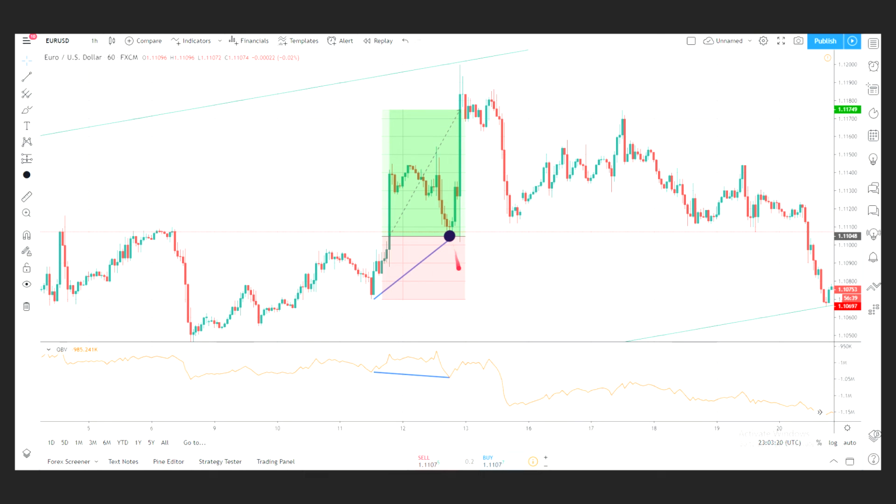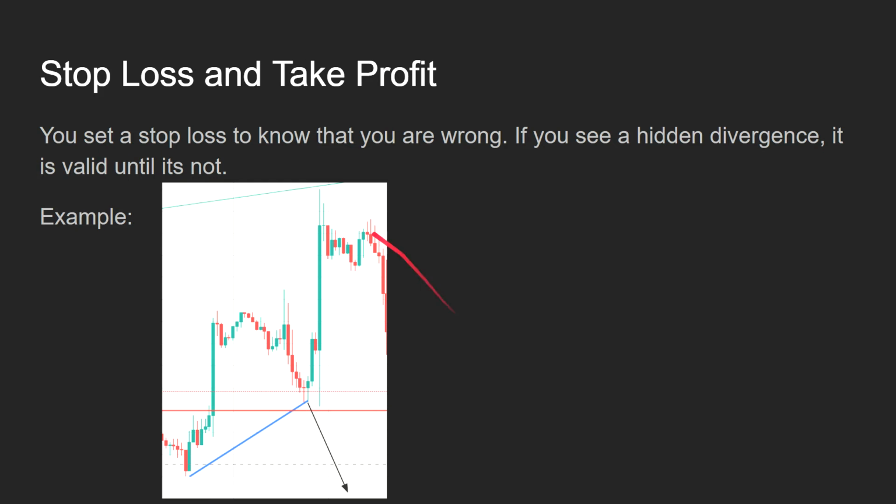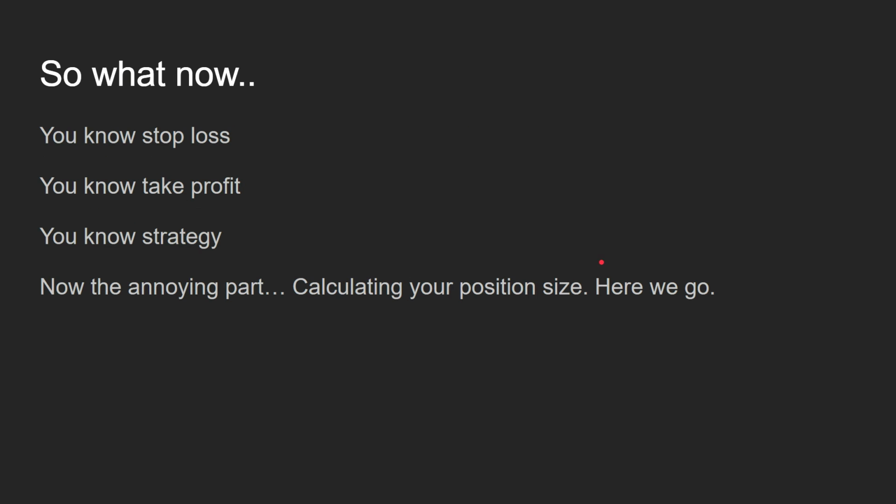If price goes below this area here, this is just a lower low here and a lower low here. That's not a divergence at all. So if price goes below this level here, you want to close the trade. Okay, so I showed this here. Price follows the arrow and goes down, then you close the trade. Simple as that, right? So now you know where to put your stop loss. Now you know where to put your take profit. And now you know the entire strategy pretty much in whole, right?